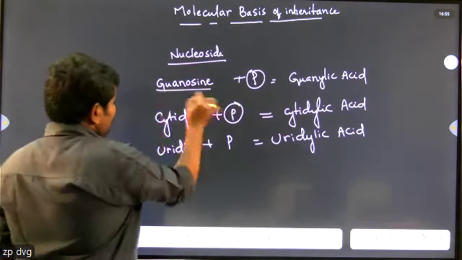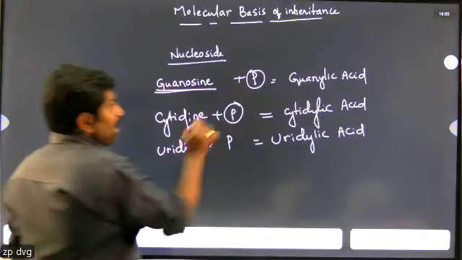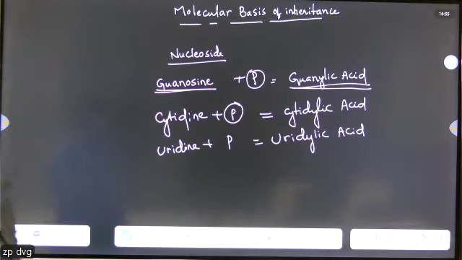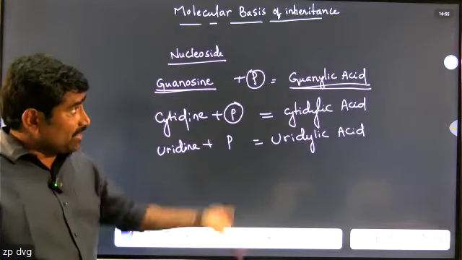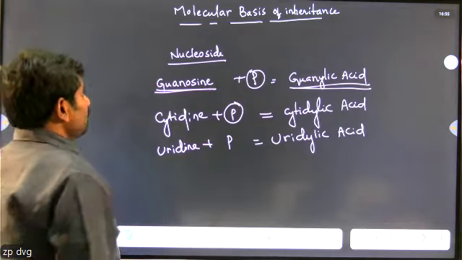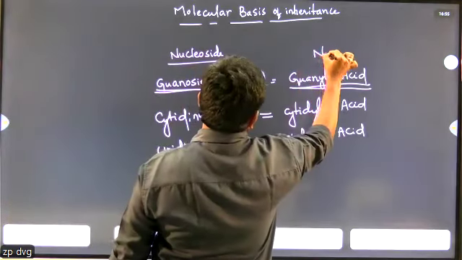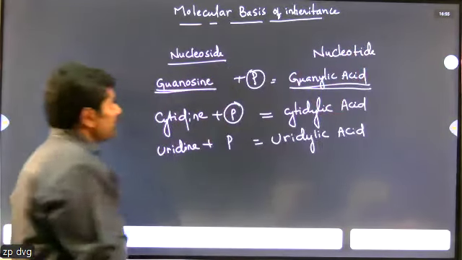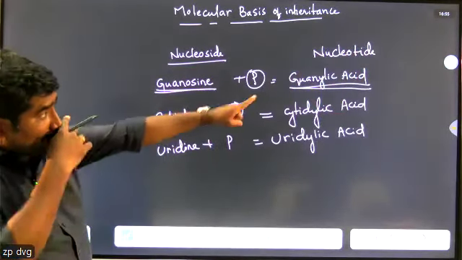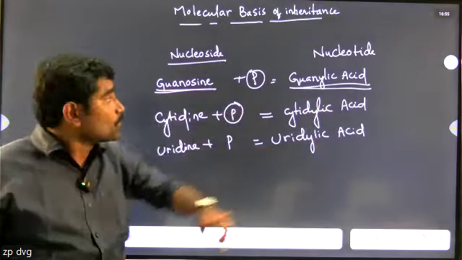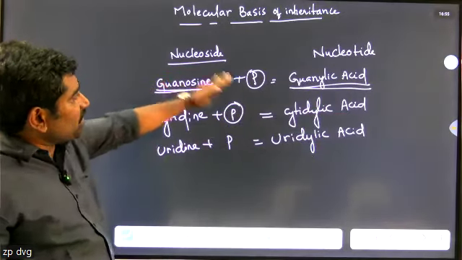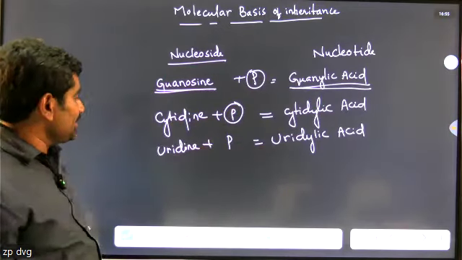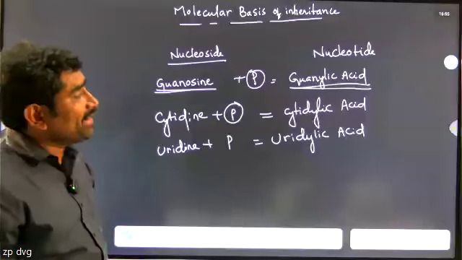If it is guanosine, this is a nucleoside, and if it is guanylic acid, then guanylic acid is a nucleotide. These are nucleotides. Nucleoside names come as guanosine. Nucleotide names come as guanylic acid, because nucleoside plus phosphate equals nucleotide. So cytidine plus phosphate equals cytidylic acid, and uridine plus phosphate equals uridylic acid.